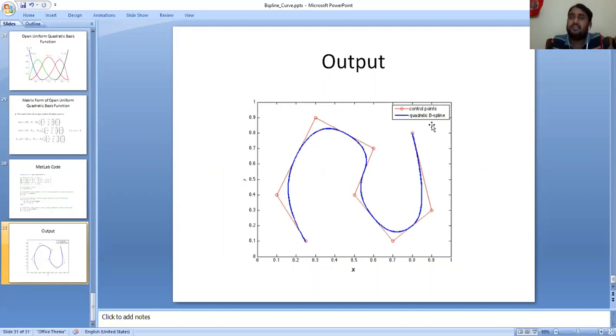So today we have studied the B-spline curves and some formulas. In the next lecture, we will solve the numericals of the Bezier curve and B-spline curve. Thank you.